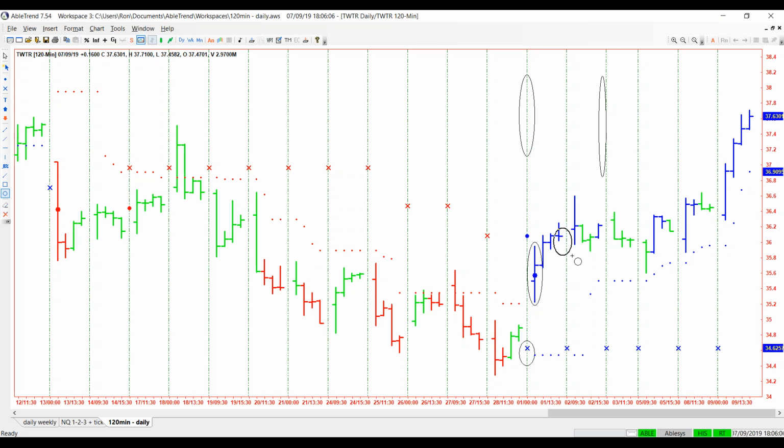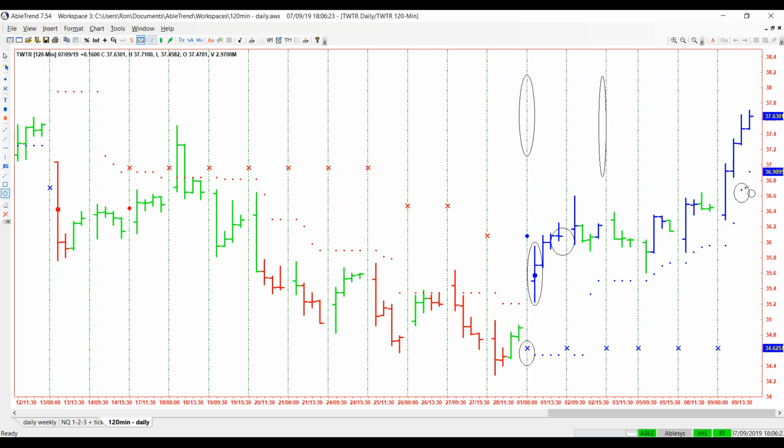So we went long over here on Twitter, or bought calls at 36 and 10 cents. Now we're doing good today at 37.63. We're up about $1.50 in 5 trading days. And we'll stay in the trade because we can't lose.